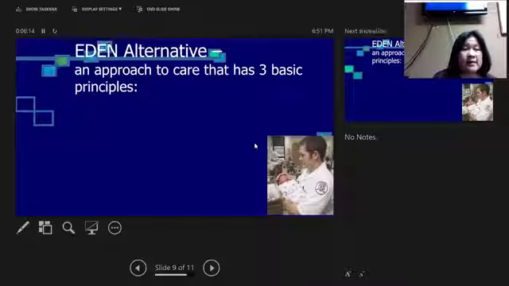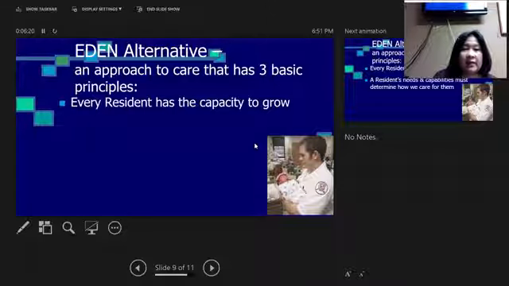There is a theory called the Eden Alternative, which is an approach to care that has three basic principles. Every resident has the capacity to grow. That means you can teach an old dog new tricks. Even if they didn't do it in the past, at least if they want to, they can give it a try. They can learn something new. It helps to prevent cognitive decline.